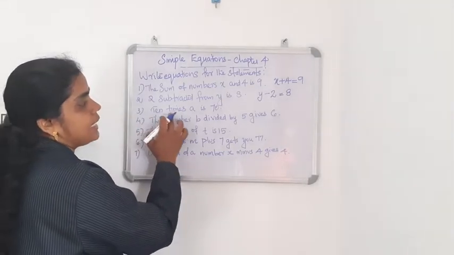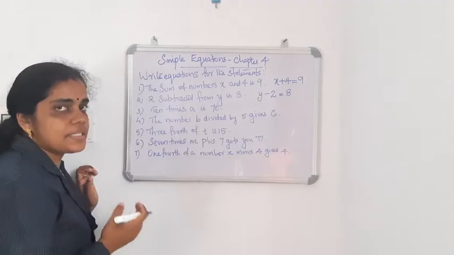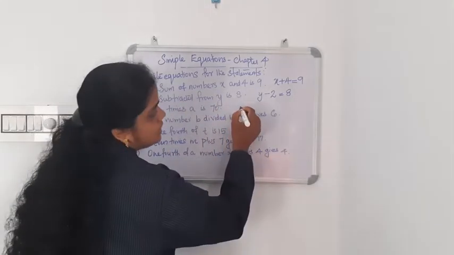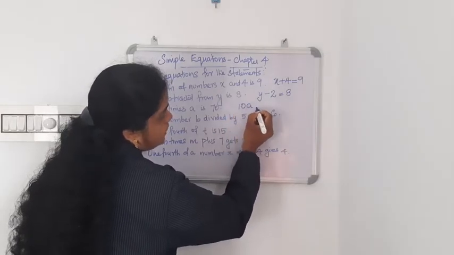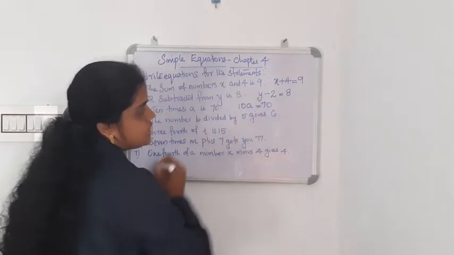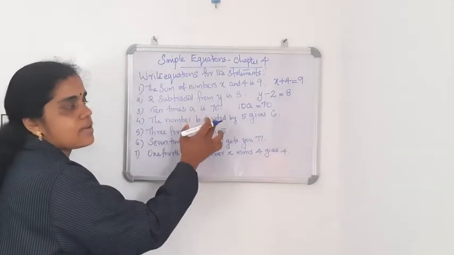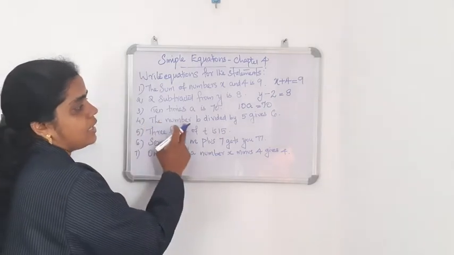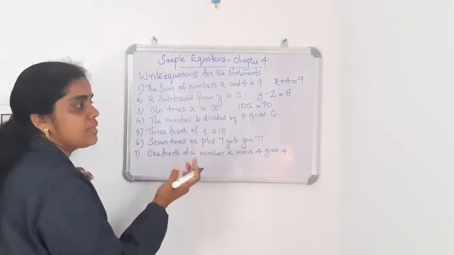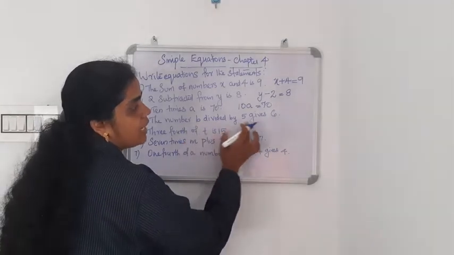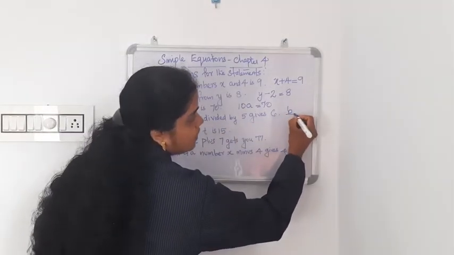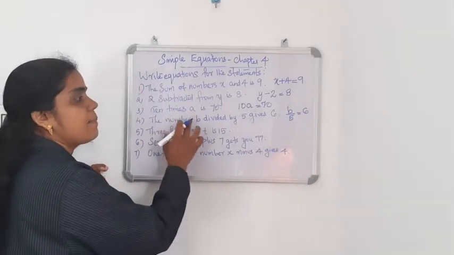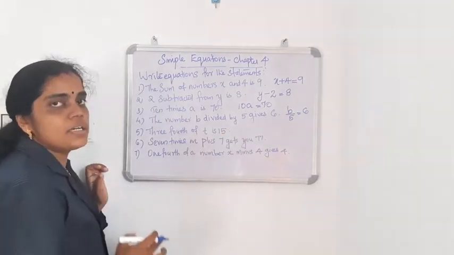Third question, 10 times a is 70. Times means it is multiplication. So 10 times a means it is 10a, which is equal to 70. That is 10a equal to 70. Fourth question, the number b divided by 5, that is the normal division itself. How can we write b divided by 5? This way, which gives 6. Okay, the number b divided by 5 gives 6.